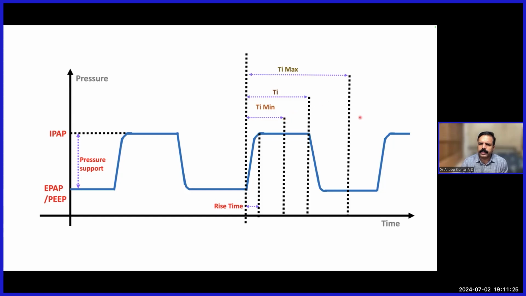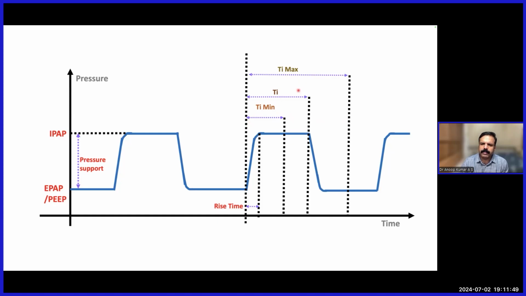Okay. So suppose you are ventilating a COPD patient where you want to reduce the inspiratory time, or you want to keep an IE ratio more towards the expiration, then you have to keep TI minimum at the minimum value and TI maximum also at the minimum value. And the I time will be cycling between TI minimum and TI maximum depending on the patient effort.